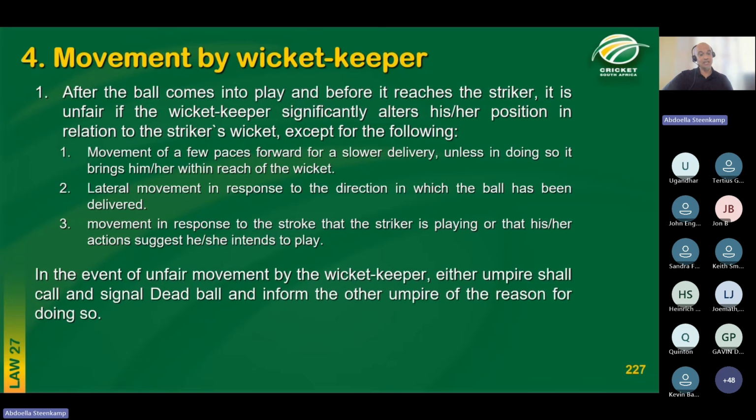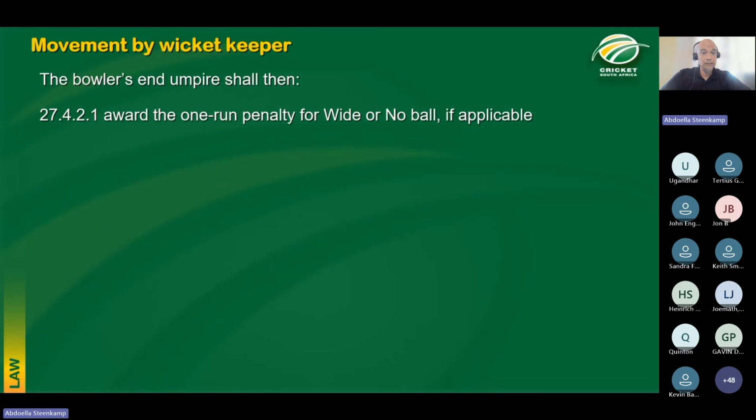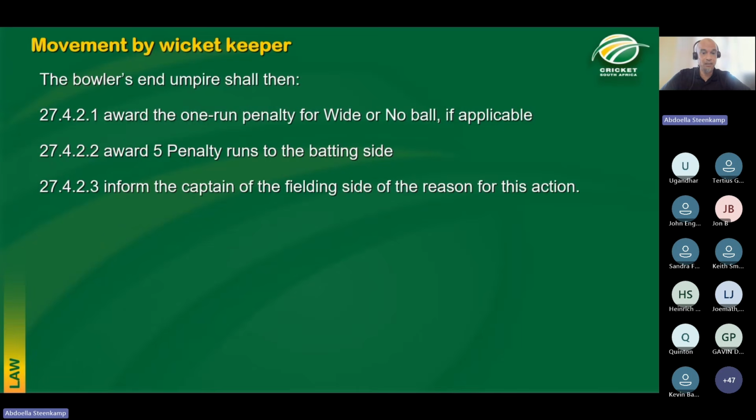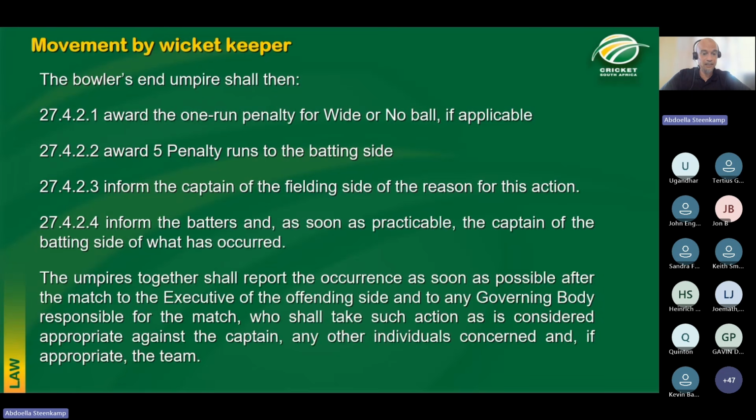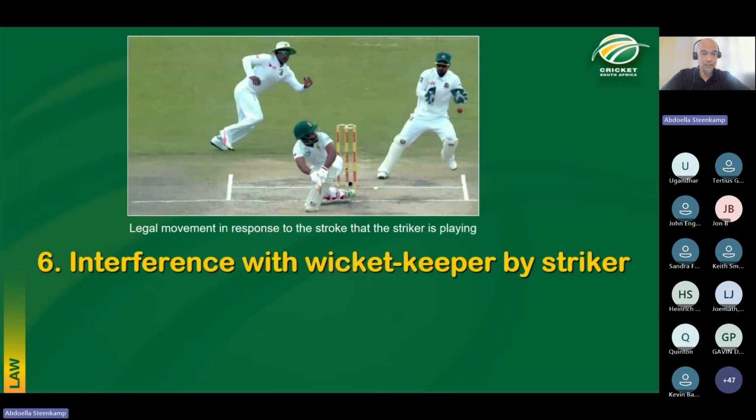So what is the punishment if there is unfair movement by the keeper? Either umpire needs to immediately call and signal dead ball. There's further punishment. If there was a wide or no ball, that doesn't count, and 5 penalty runs are awarded to the batting side for the unfair movement by the keeper. You'll inform the fielding captain of why you've given this punishment, inform the others, and report this to the governing body. And lastly, here's an example of Temba Bavuma playing a lap sweep.